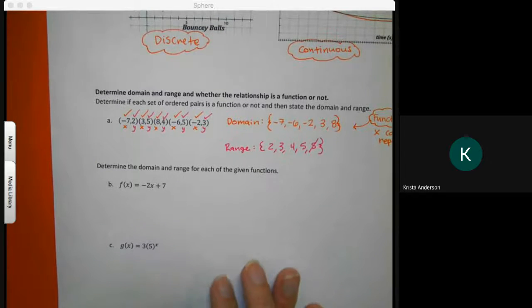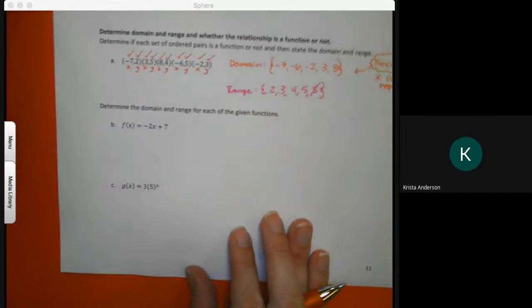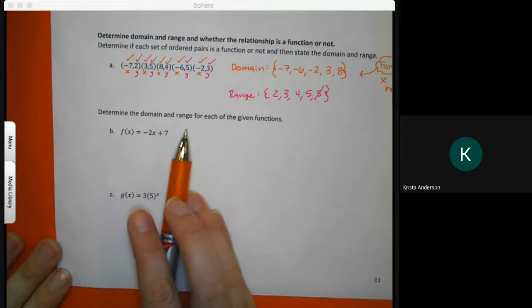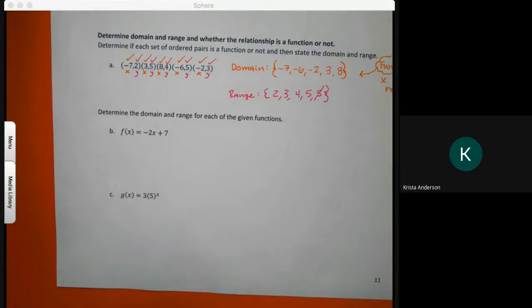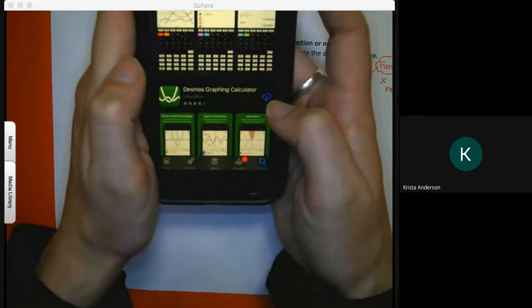For my next ones, I have explicit equations. If I want the domain and range for explicit functions, I can graph them. Let's see. So, Desmos. You can download the Desmos graphing calculator. It is free.